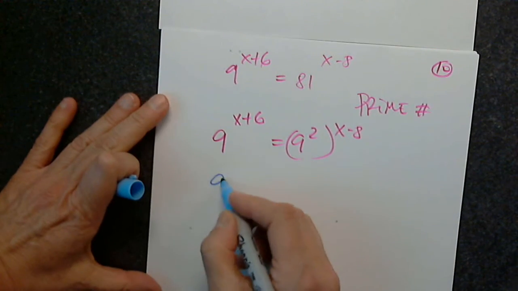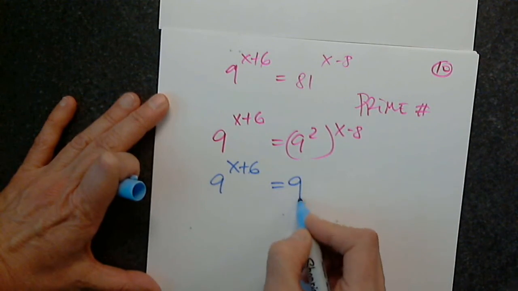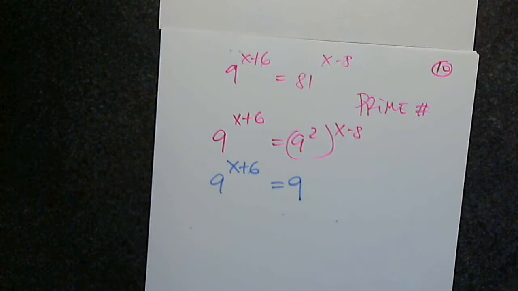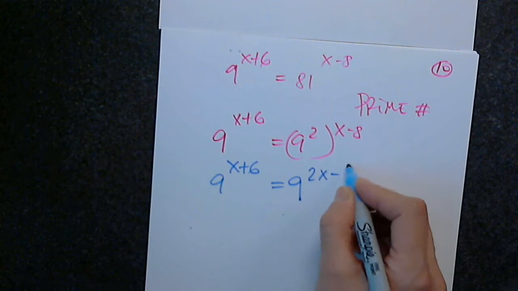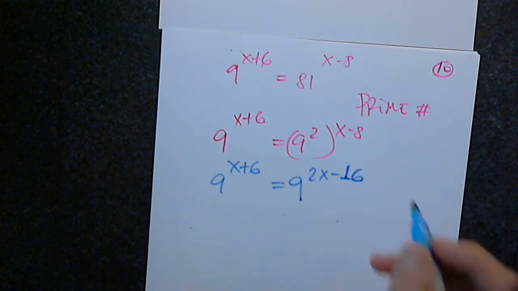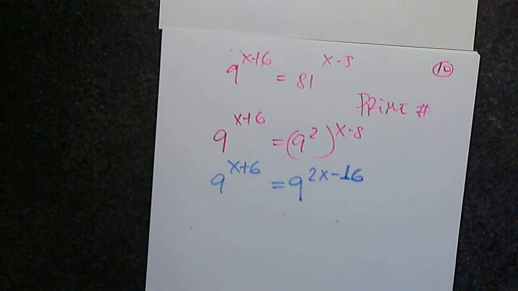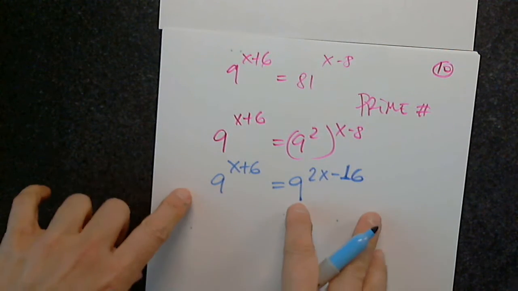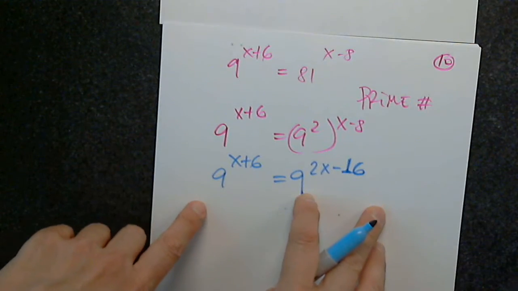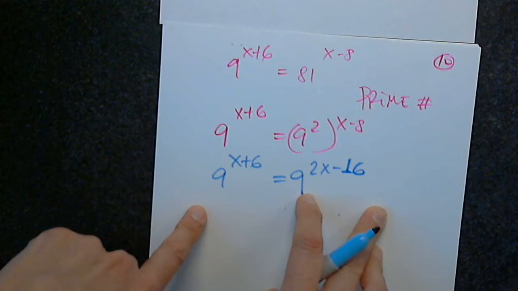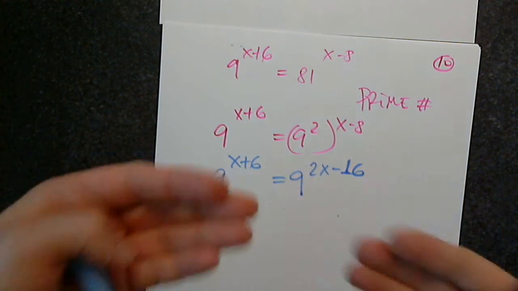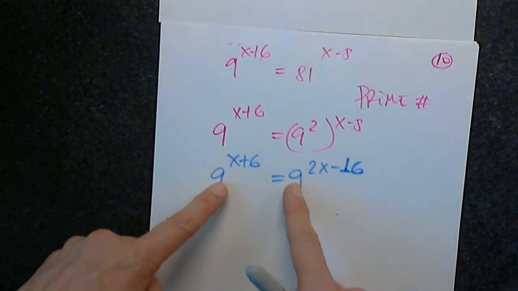So then I have 9 raised to x plus 6 equals 9 raised to which power? Very good. 2x minus 16. So then what has to happen? Two numbers are equal and they have the same base. Please do not simplify the 9s. Do not divide by the 9s. They cannot touch the bases. You can only think: two numbers are equal and they have the same base.